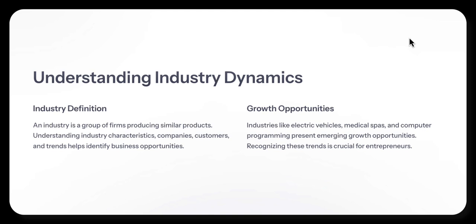So it's important to understand industry dynamics. The industry definition: an industry is a group of firms producing similar products, and you need to understand the industry characteristics in companies and consumers, and whether there are growth opportunities. Industries like electric vehicles, medical spas, and computer programming have potential growth opportunities.